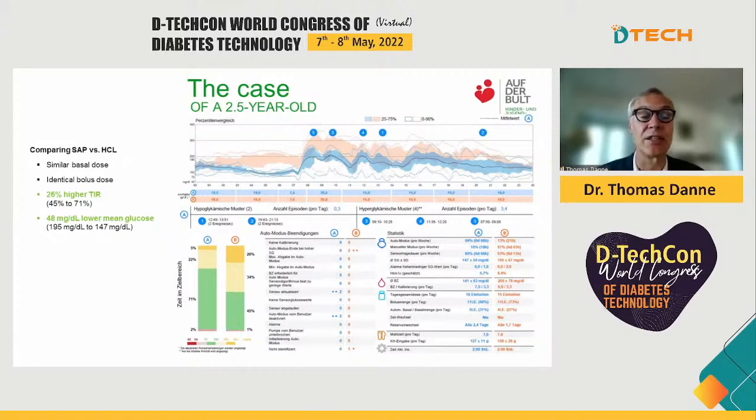But nevertheless, this 2.5-year-old had a 26% higher time in range, from 45% to 71%. And if we look at the average glucose, it was 195 with a sensor augmented pump and 147 with a hybrid closed loop. So this really shows it's about the distribution of insulin. It's not about the amount of insulin, which is not different in those groups.